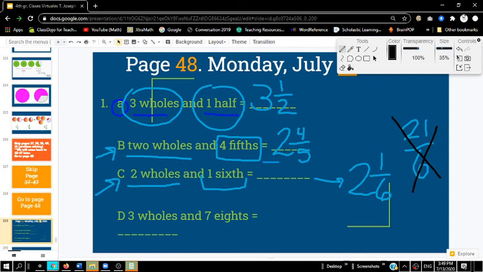Letter D. We have 3 wholes and 7/8 as our part. Remember, your 7/8 are relatively small in comparison to your whole number. 3 and 7/8 is your final answer. Make sure you check your answers on page 48 to make sure that you have these correct.